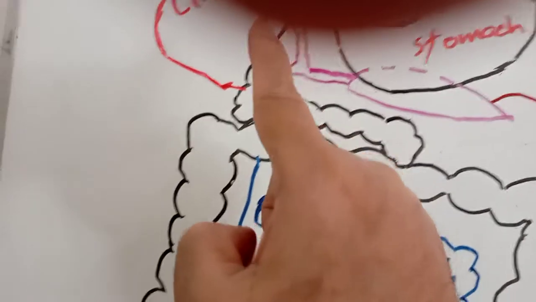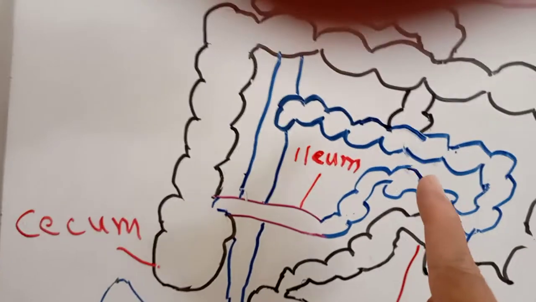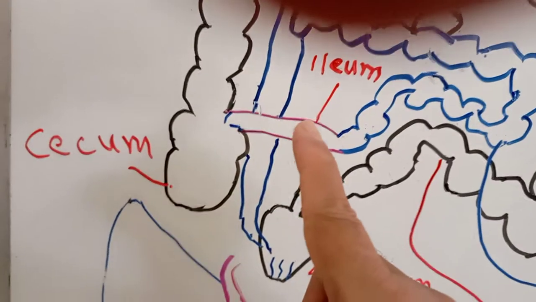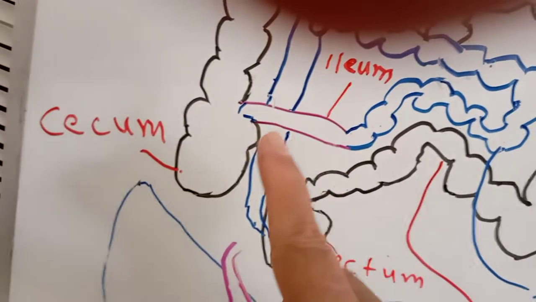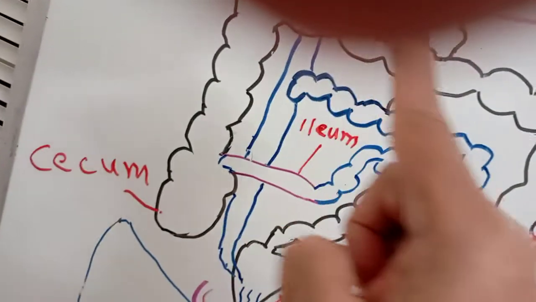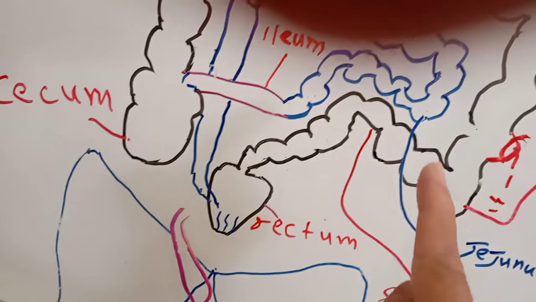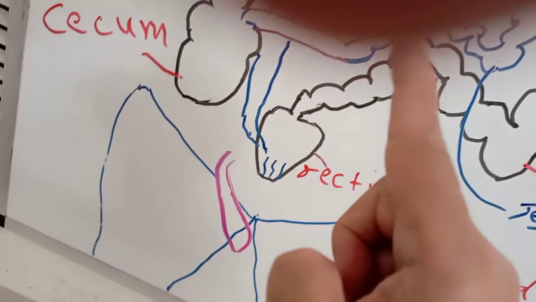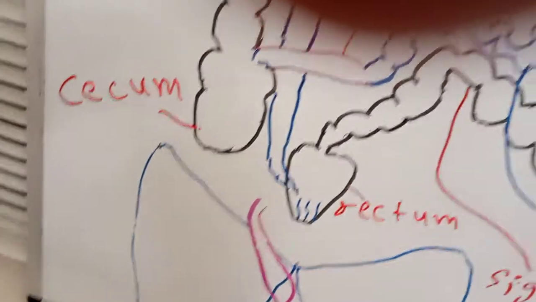And then the first part of the small intestine, second part in blue, the duodenum, jejunum, and then the last part, the ileum. This is pink. Then the large intestine starts as the cecum, ascending colon, transverse colon, descending colon, sigmoid colon. Sigmoid means S, so here it assumes the S shape, and finally the rectum, the last part of the large intestine.